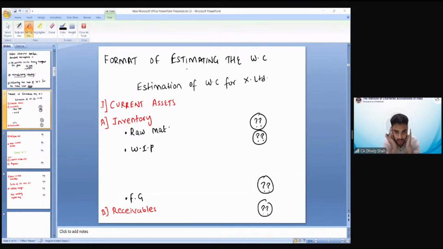Any doubt still here? So the format, we prepared the format. Then to derive the values, we need a source document from which we can get the values of all the components. That source document is nothing but your cost statement, or you can say income statement as well. So for that, we need to first understand what the format of the cost statement is. So let's prepare that.